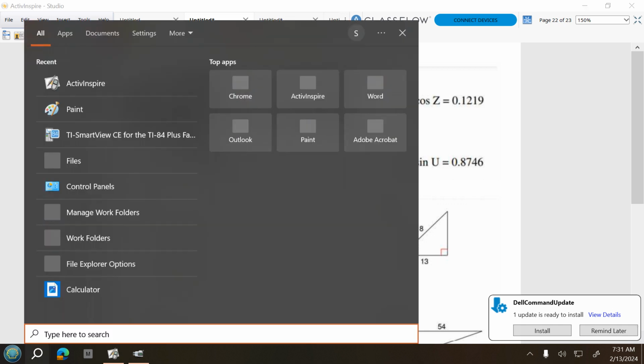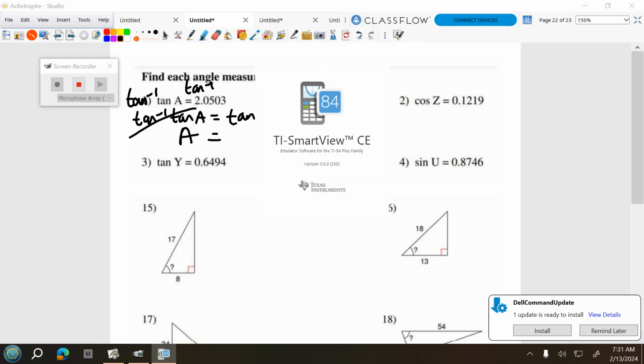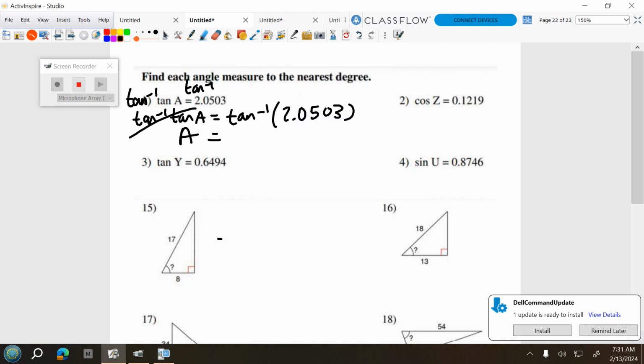I'm going to do the second one on here. But for now, I'm just going to get the answer. 2.05. 64 degrees. For the next number, what number is this one?